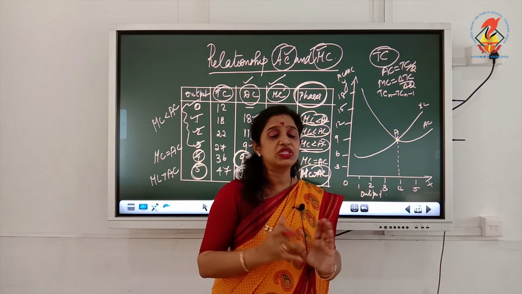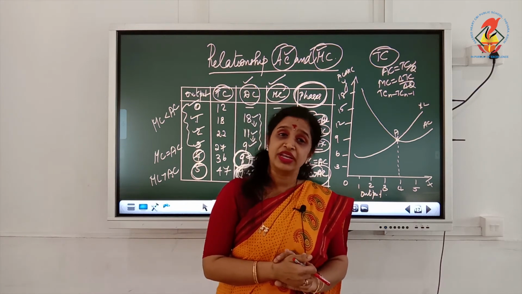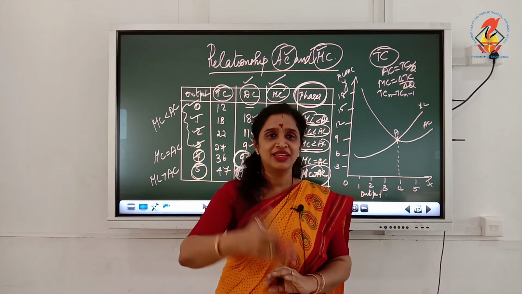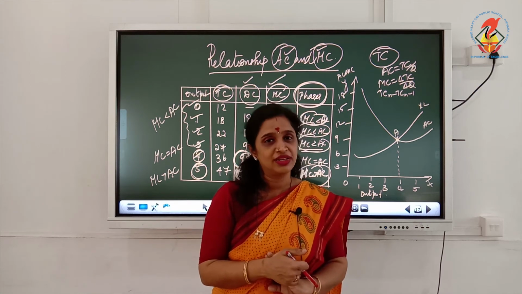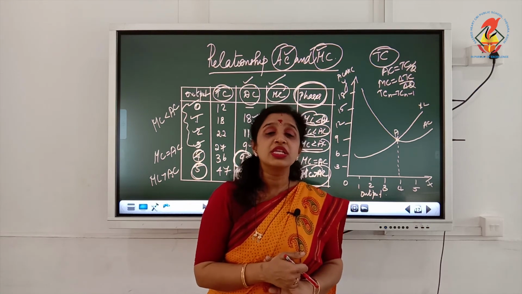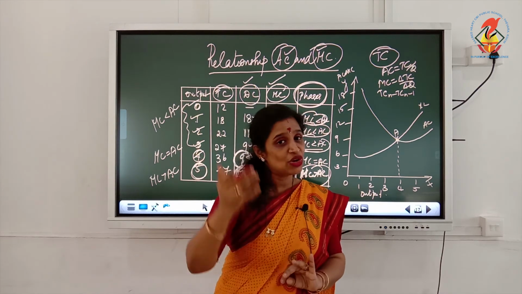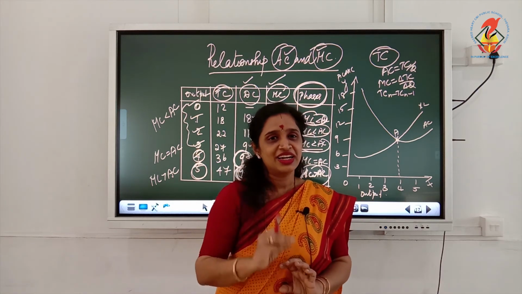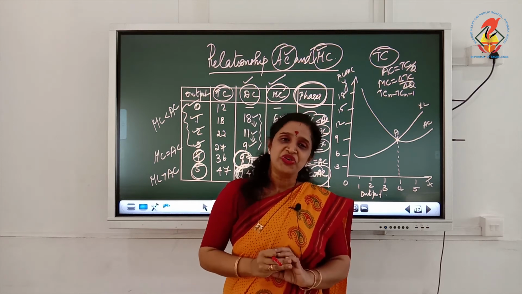So how will you study the relationship between AC and MC? Very simple. So long as MC is less than AC, AC will fall. When both are constant, they are equal. And when MC is more than AC, AC will start rising. So what is the logic behind all these? Any addition will clearly affect the per unit or average cost of a firm.